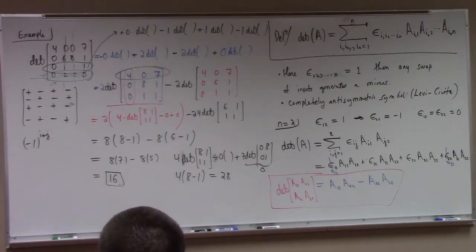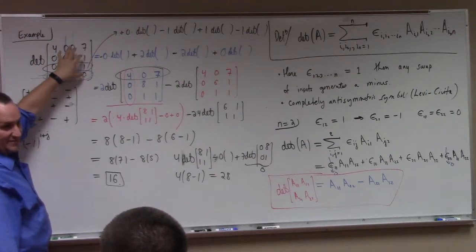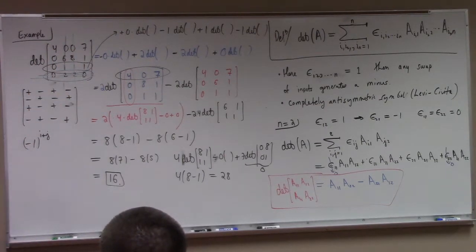So we could have just been smart and picked the first column. Indeed, yes, it would have been lazier to pick the first column to start with. Then we would have just had 4 times the determinant of that. That's what we should have done. Right. Indeed, to be lazy, but I was trying to illustrate the expansion rule.